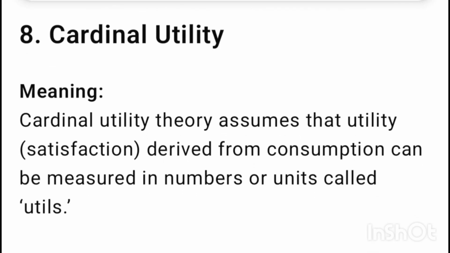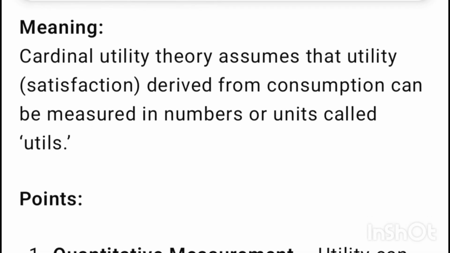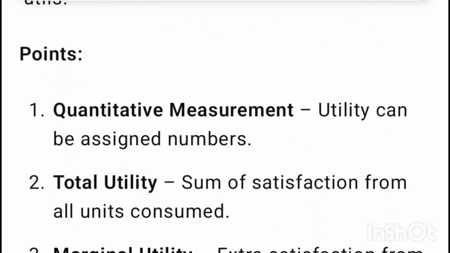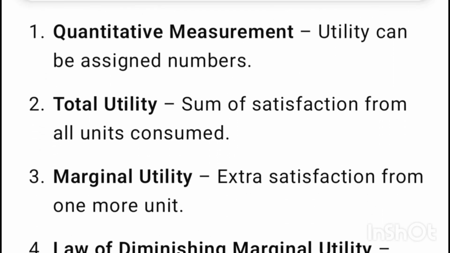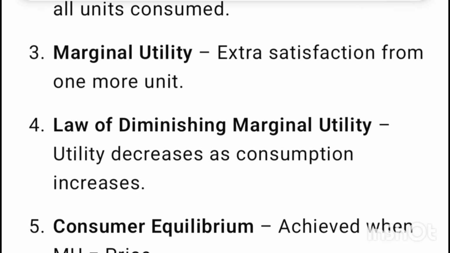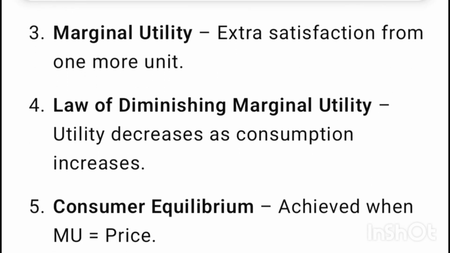Cardinal utility, meaning: cardinal utility theory assumes that utility, satisfaction derived from consumption, can be measured in numbers or units called utils. Points. 1. Quantitative measurement. Utility can be assigned numbers. 2. Total utility. Sum of satisfaction from all units consumed. 3. Marginal utility. Extra satisfaction from one more unit. 4. Law of diminishing marginal utility. Utility decreases as consumption increases.